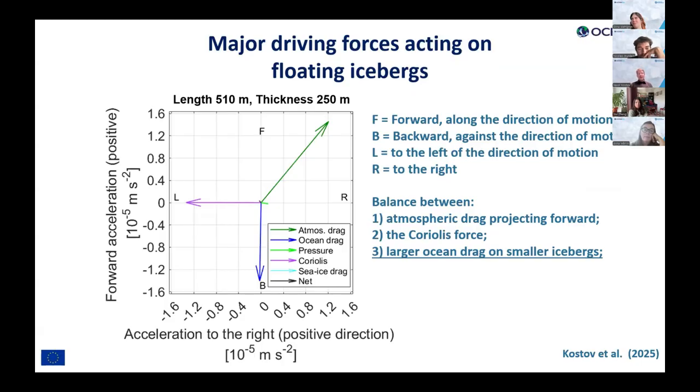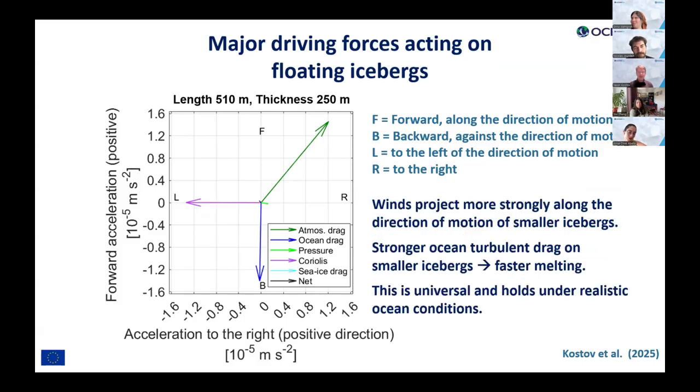But if we consider thinner and smaller icebergs, we have a different balance of forces. So the atmospheric drag starts to project in a direction more aligned with the forward direction of motion. The Coriolis force, of course, always remains pointing to the left. But to balance the atmospheric drag, we now see a larger ocean turbulent drag acting on these smaller icebergs. So we see that winds project more strongly along the direction of motion of smaller icebergs.